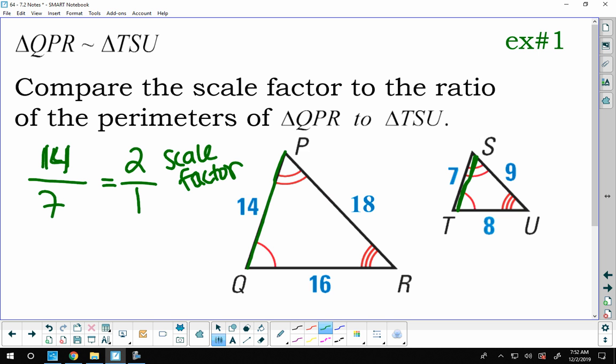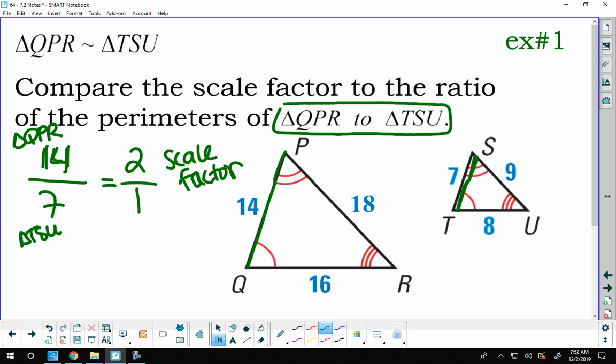Okay. We could have gone small to big. I just chose big to small because they didn't specify. Oh, they did specify. Triangle QPR to triangle TSU. So good, we did it right. In the top here we had triangle QPR, and in the bottom here we had triangle TSU. So we got it correct. So big to small, triangle QPR to triangle TSU, and the scale factor is 2 to 1.